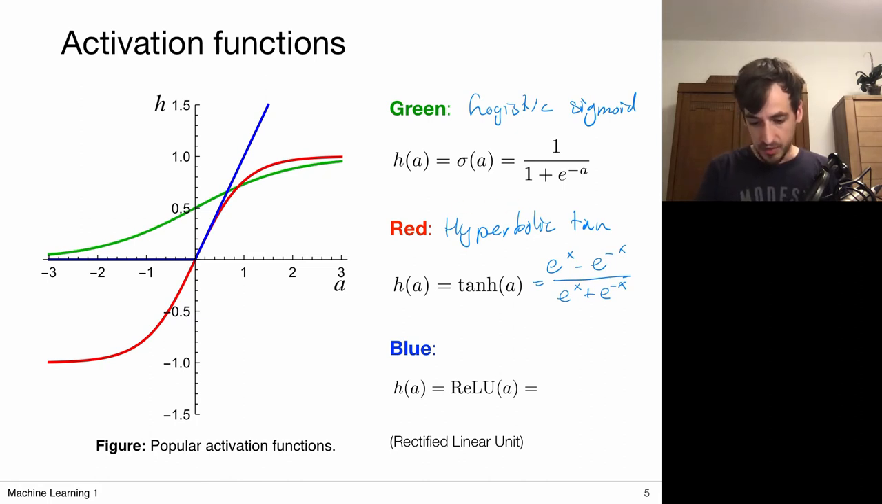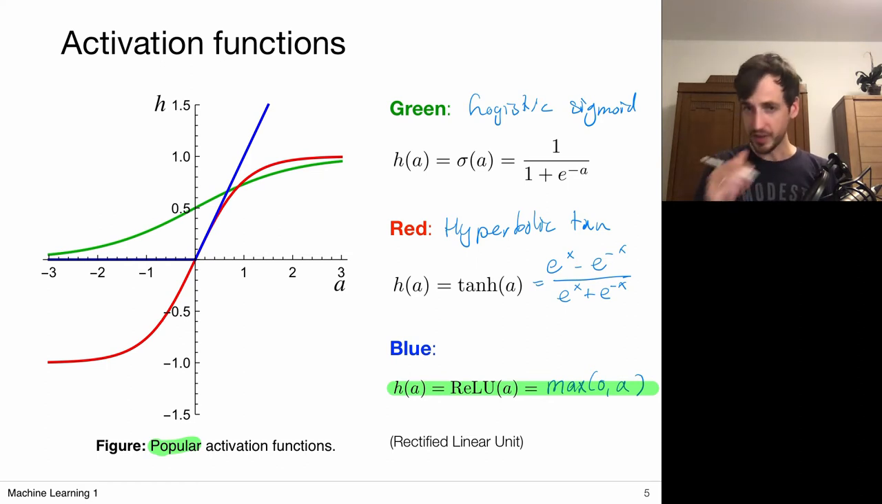The type of activation function that doesn't suffer from this is the rectified linear unit, or ReLU. That is given by the max of 0 with A. So this function really is a linear model of A. It has this linear part, and everything below 0 is just mapped to the value 0. So it's just like a threshold function. This rectified linear unit, the ReLU, is by far the most popular activation function out there at the moment.